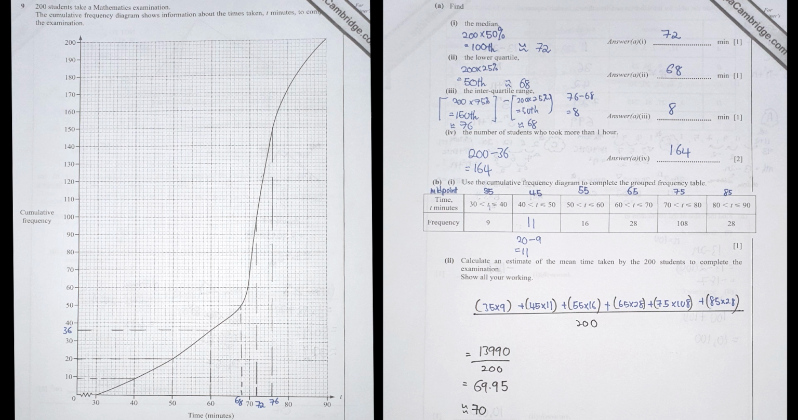For us to calculate the mean, first you need to identify the midpoint of the respective groups, which goes by 35, 45, 55, 65, 75, and 85. For the frequency part, for 40 to 50, I use the graph to trace it back. This one is actually 20 minus 9, so you will get the result of 11. Multiply the respective frequency with their midpoint, then divide by 200. You will get your result as 69.95. After correcting it to 3 significant figures, you will get 70 as your final answer.